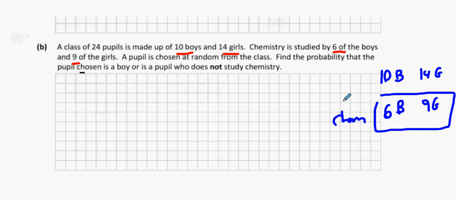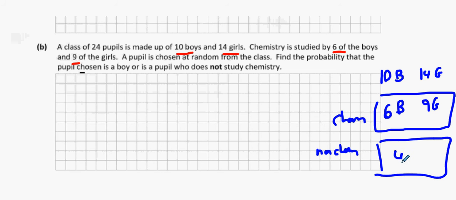Now, that's going to do chemistry. So no chemistry is 4 and 5, 4 boys and 5 girls. Is that all right? Now let's write this. Probability the pupil chosen is a boy. Okay, how many of them are boys? 10 out of 24. Or is a pupil who does not study chemistry? Well, 9 in 24.